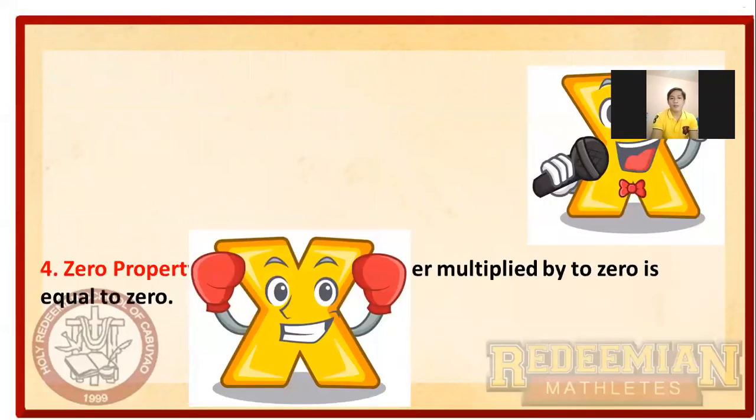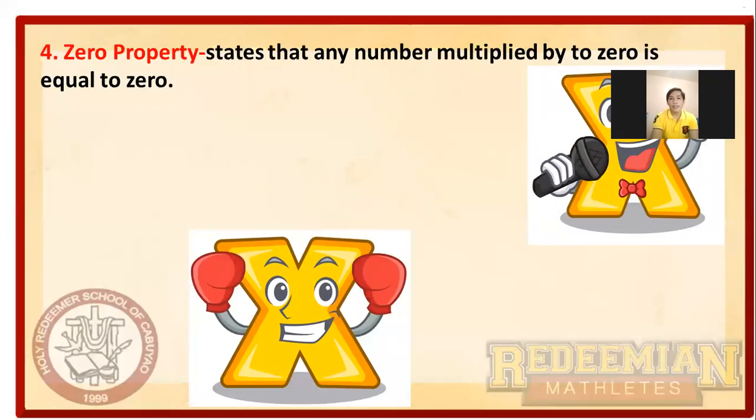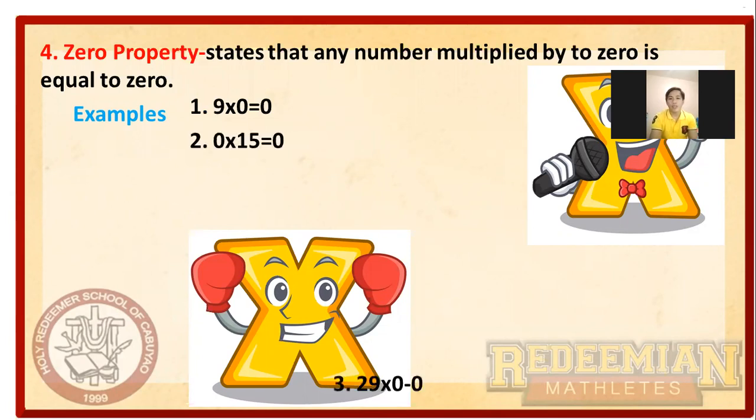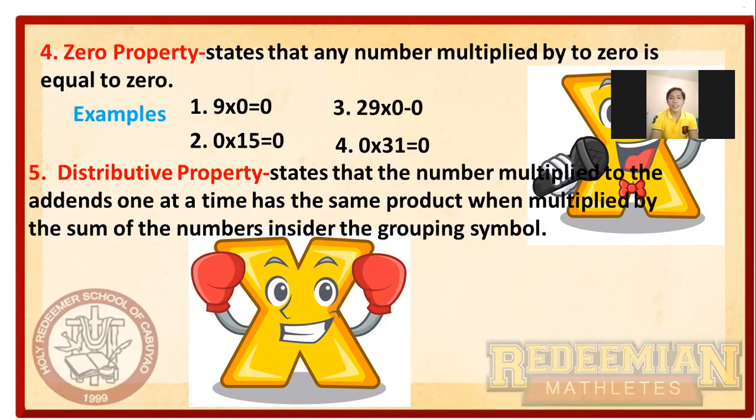Another property is the zero property. It states that any number multiplied by 0 is equal to 0. So any number multiplied by 0 is equal to 0. How big it is, it is also 0. Example, 9 times 0 equals 0. 0 times 15 equals 0. 29 times 0 equals 0. 0 times 31 equals 0. So any number multiplied by 0 is equal to 0.